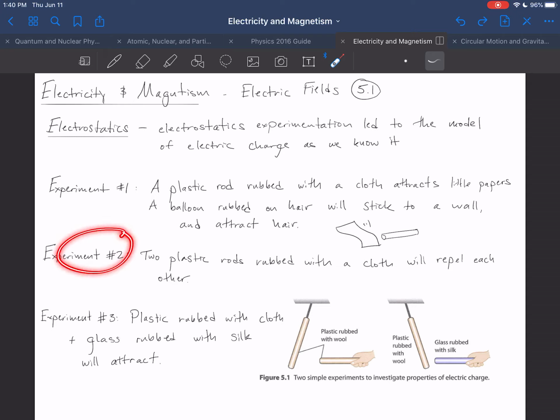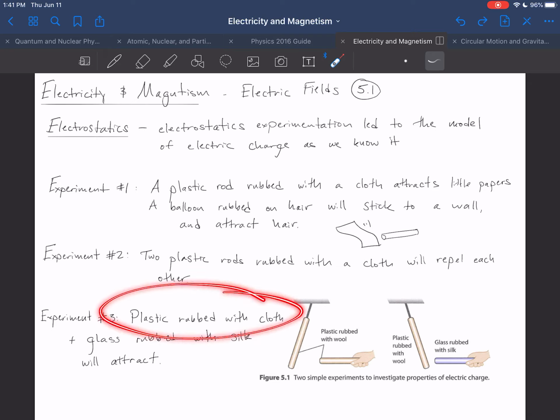In experiment 2, if you do the same thing with 2 plastic rods and bring them together carefully, you will discover that they repel each other slightly. And in experiment 3, if you take a plastic comb rubbed with cloth and glass rubbed with silk, you will find that they attract. A simple setup of that kind of experiment is found here. Again, I would really encourage you to try to set this up on your own if you have not seen it in class.